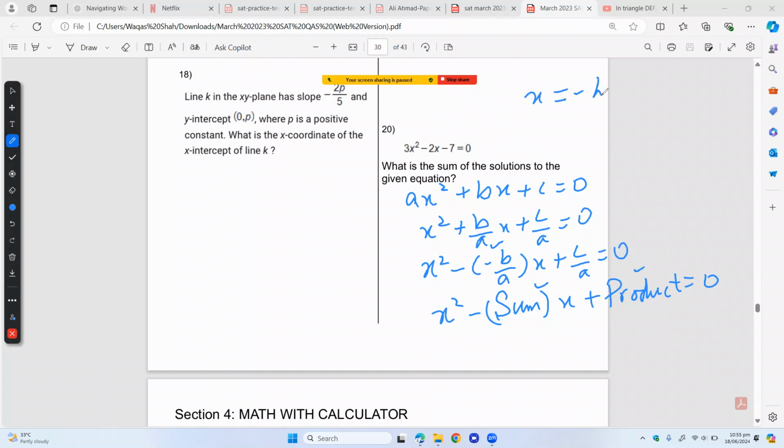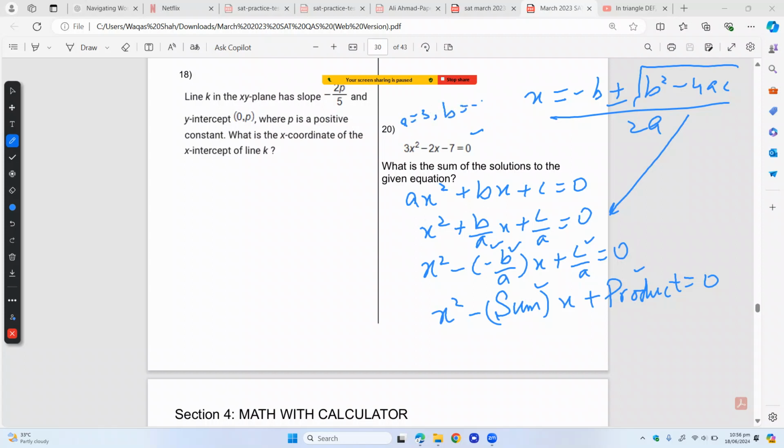All these came from this formula: x is equal to minus b plus or minus the square root of b squared minus 4ac, divided by 2a. So this minus b by a and c by a came from this formula. If you really want to prove this, then you have to use this formula. So if you ask me in the comments, I will try to prove this for you. So using this formula over here, we have a is equal to 3, b is equal to minus 2, and c is equal to minus 7.